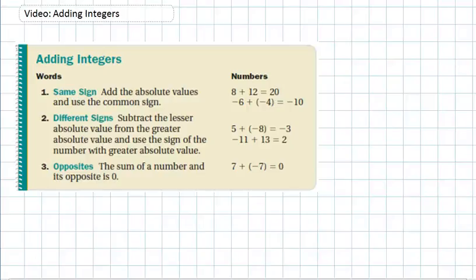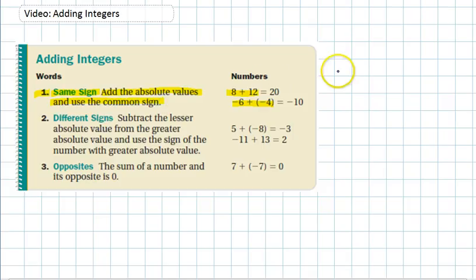Video, adding integers. There are a set of rules that apply to adding integers. Let's start with rule number 1. If you have the same sign integers, both positive or both negative, the rule is that you add the absolute value and use the common sign. So let's think about what that means.